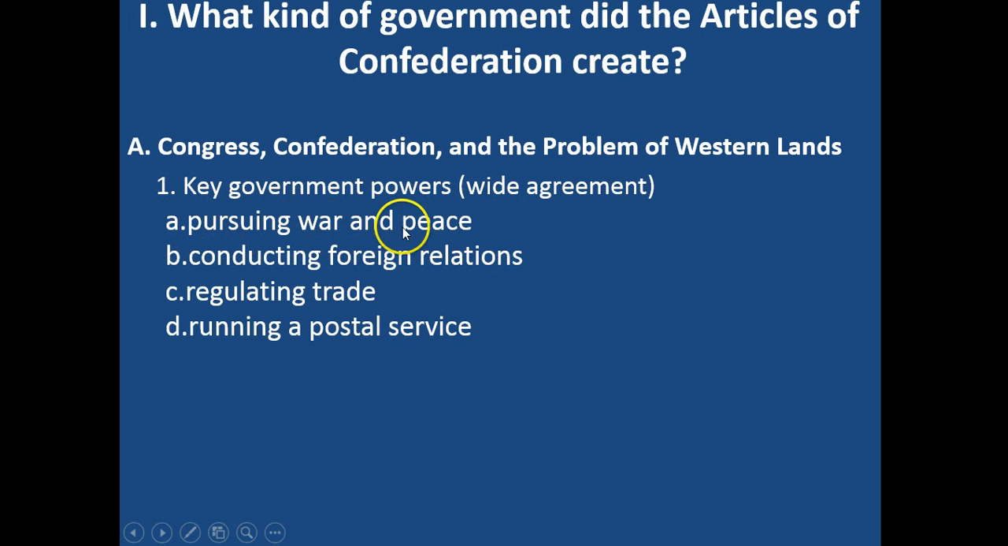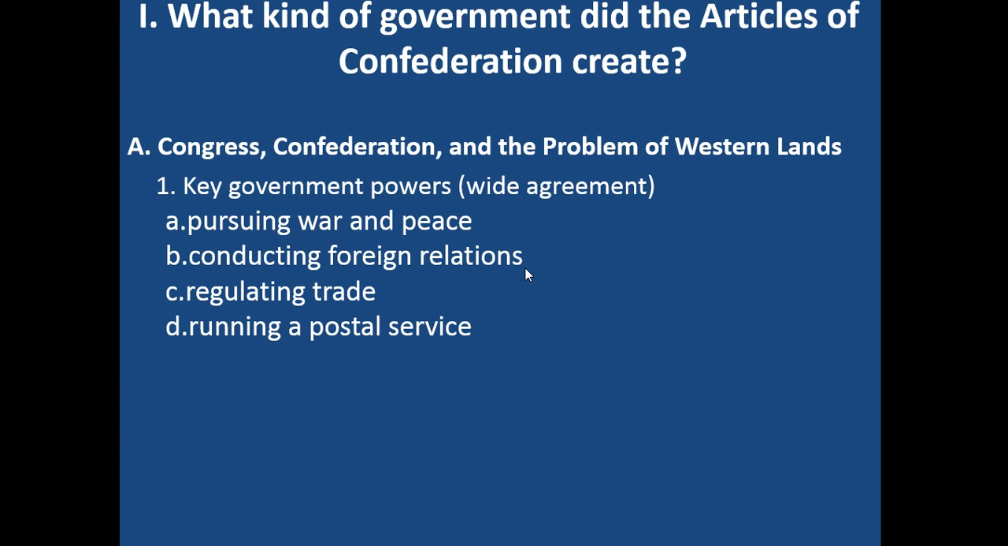First of all, pursuing war and peace. They wanted a government that could, at least at the very basic level, give everyone a sense of security, being that we had just fought a revolution with Great Britain, and to create a new nation where everyone feels as though the nation is protected. So having a defense force, a military to pursue war, to keep the peace, that sort of thing. Another basic function of the government is to conduct foreign relations and to make agreements with other countries. That seemed to be another thing that everybody agreed on.